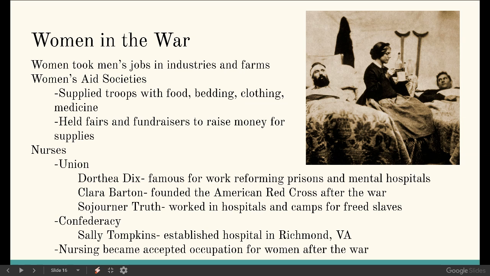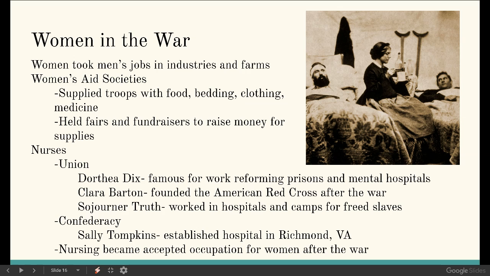Women also served as nurses. In the Union, we have a couple of women, Dorothea Dix, Clara Barton, and Sojourner Truth. Dorothea Dix was really famous for her prison and mental hospital reforms that we talked about during the antebellum period. Clara Barton serves as a nurse, and she eventually is the founder of the American Red Cross after the war. And Sojourner Truth, who was a key figure in the women's rights movement we talked about, worked in hospitals and camps for freed slaves during the war.